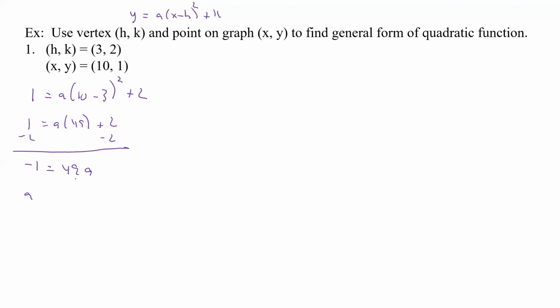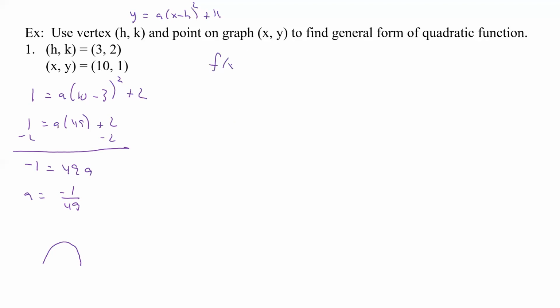So a is going to be equal to -1 over 49, because we're going to have to divide both sides by the 49. So we have a really weird a, but it's negative, so we know that this is going to give us a max, so it's going to be some kind of quadratic that looks like that. All right, so let's go back over here.